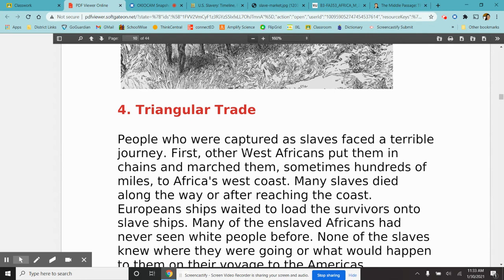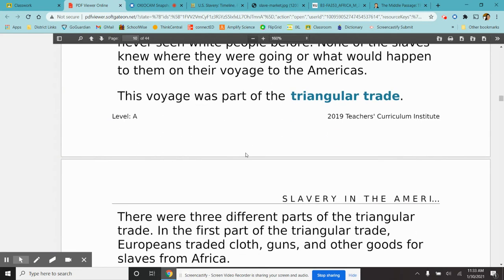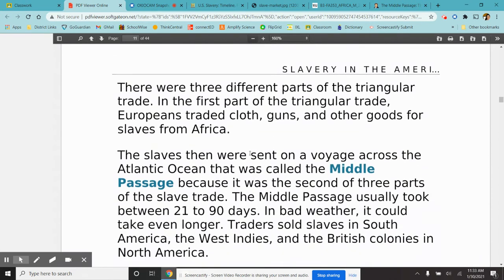Many of the enslaved Africans had never seen white people before. None of the slaves knew where they were going or what could happen to them on their voyage to the Americas. The voyage was part of the triangular trade. There were three different parts of the triangular trade. In the first part, Europeans traded cloth, guns, and other goods for slaves from Africa. And we saw that in the picture, right? Some of the Africans were more heavily clothed than the others. Slaves then were sent on a voyage across the Atlantic Ocean called the Middle Passage. Because it was the second of three parts of the slave trade, the Middle Passage usually took between 21 to 90 days. In bad weather, it could take even longer.